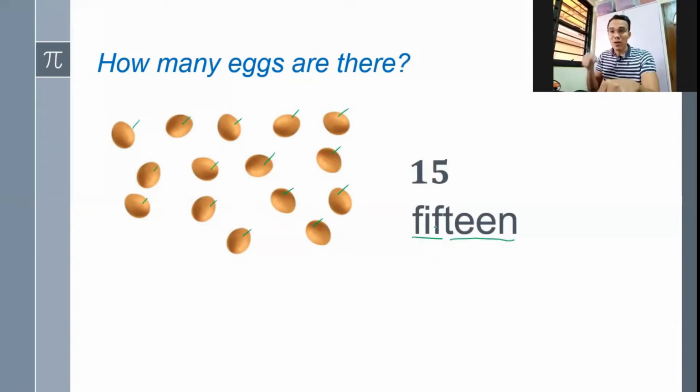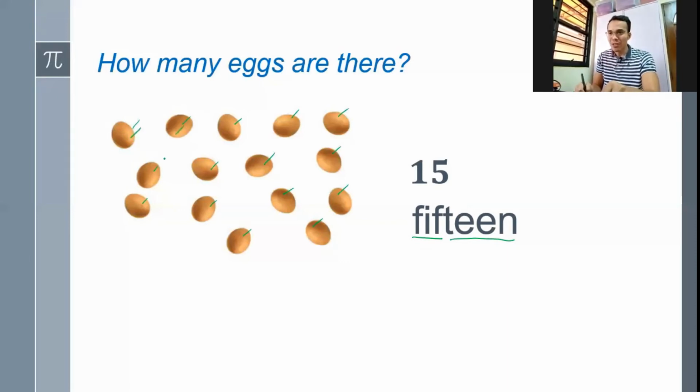Okay? So as you can see here, there are so many eggs in the picture. It's really challenging to count so many objects in a picture. So we're going to think of an easier way to count many objects. One way to count many objects is by making a 10 first. And how do we do that? Look at me. Look at the screen.